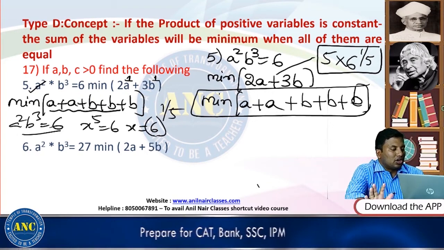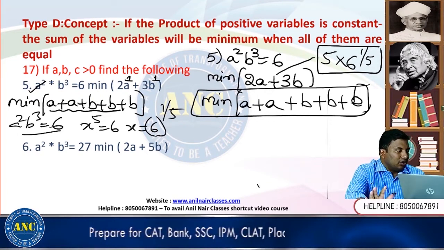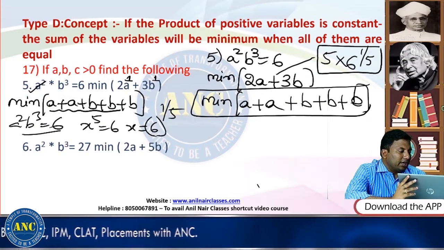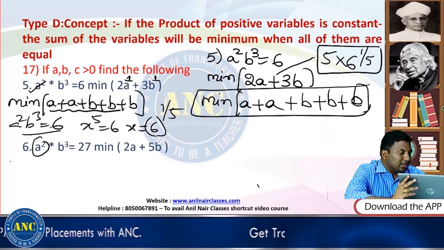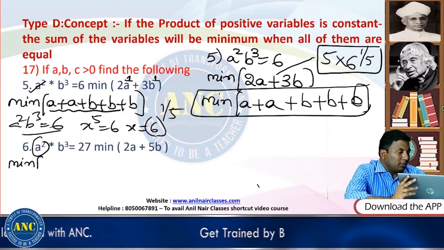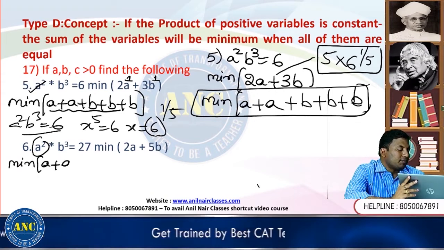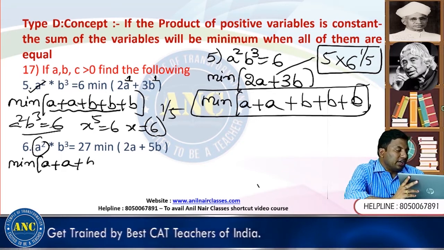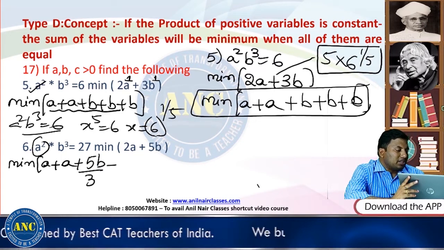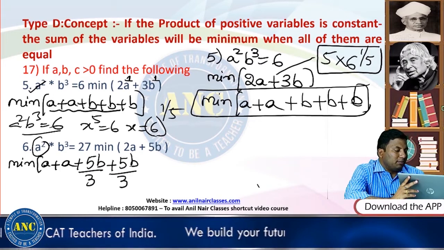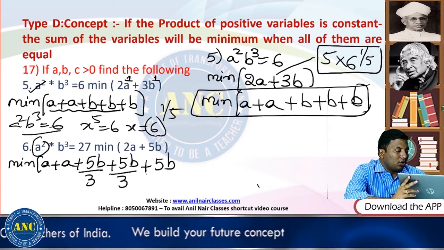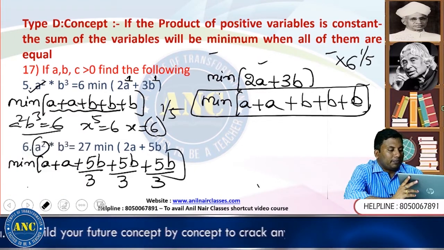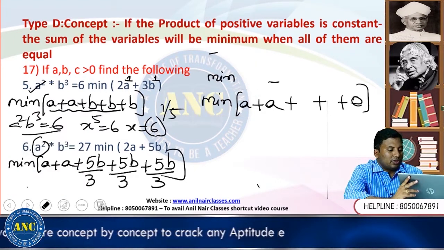Similarly, the sixth question also, we will solve it in a new slide. Right. So A square B cube. Degree of A is 2, here it is 1, so it is minimum of A plus A. Degree of B is 1, but in the question it is 3, so it is 5B by 3 plus 5B by 3 plus 5B by 3. I hope you have understood why I am writing like this. Then I will write it at the top so that you can see it.